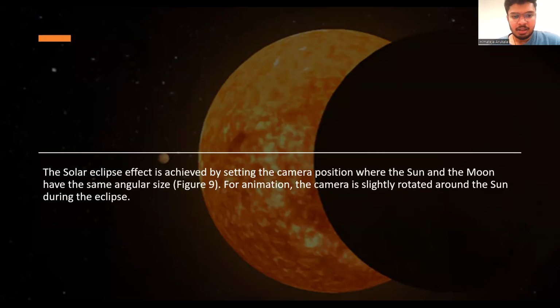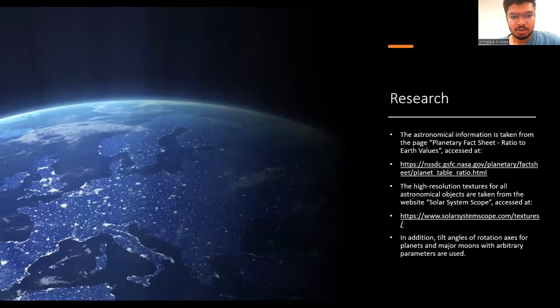Research. In our solar system project, we conducted research to ensure the accuracy and realism of the astronomical objects. We used the planetary fact sheet ratio to Earth values from the National Space Science Data Center website to gather data on the planets and their characteristics. We also obtained high-resolution textures for all astronomical objects from the website Solar System Scope. In addition, we used tilt angles of rotation axis for planets and major moons, with arbitrary parameters, to simulate realistic movements. The research was crucial in ensuring the accuracy and authenticity of the project.